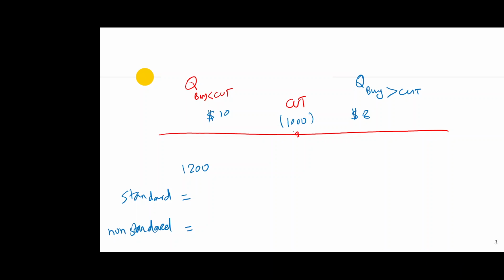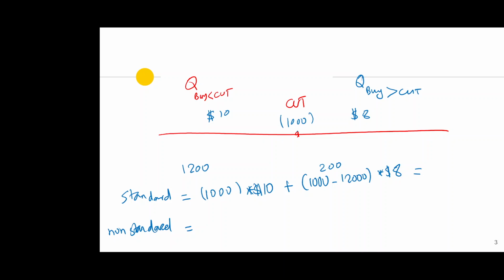So first of all, based on the standardized or standard method, the first 1,000 units will be multiplied by the $10. Then 1,200 minus 1,000, the remaining units, which is basically 200 units here, will be multiplied by the $8. And that would be the answer here.